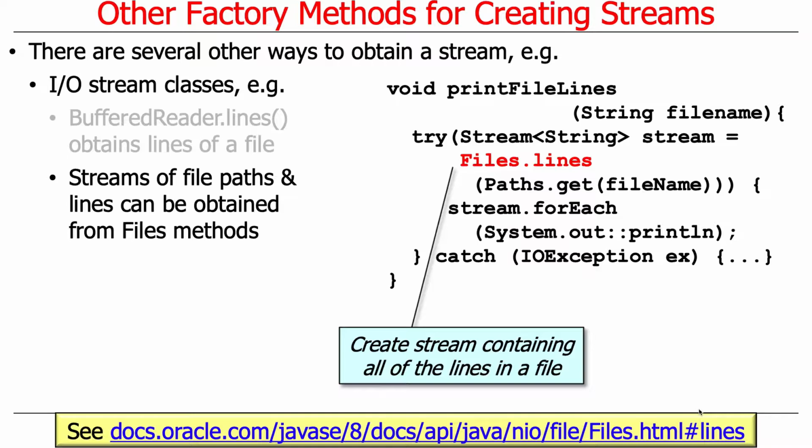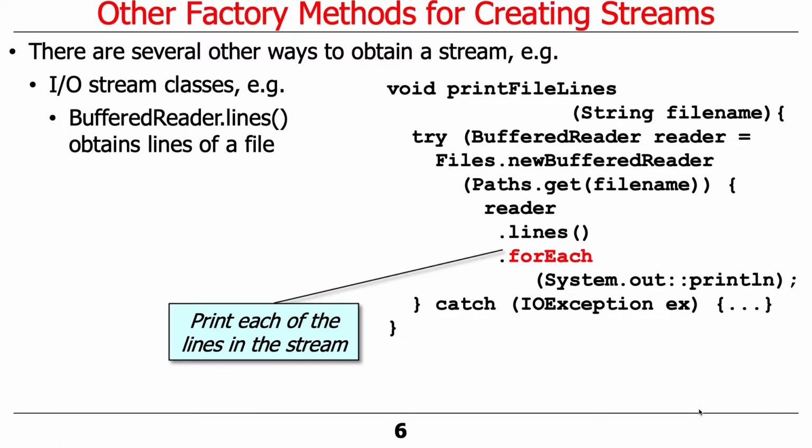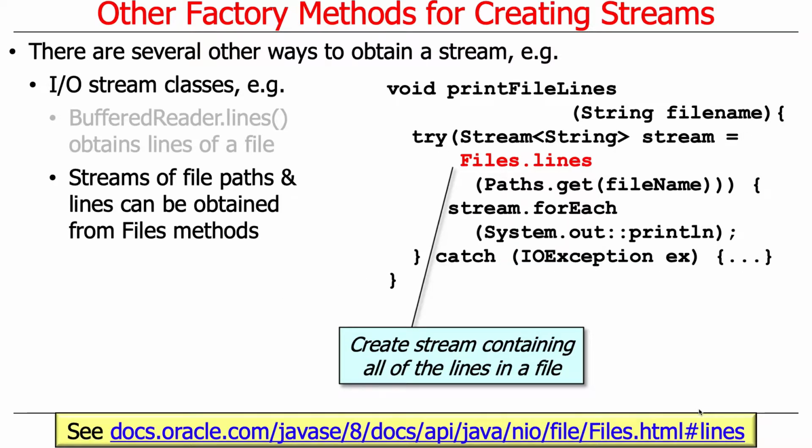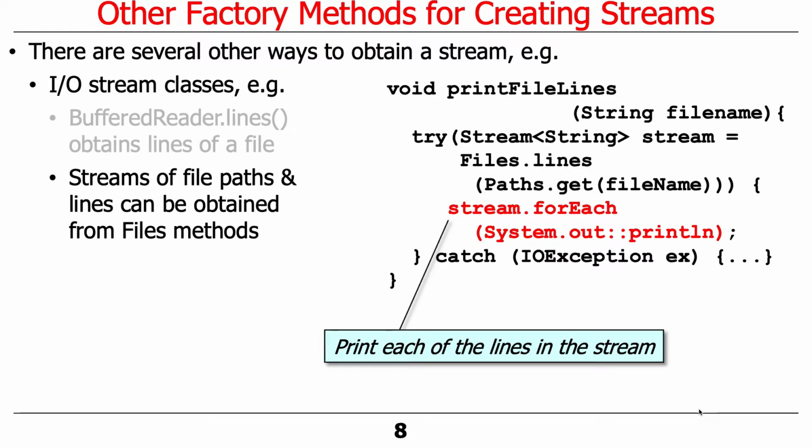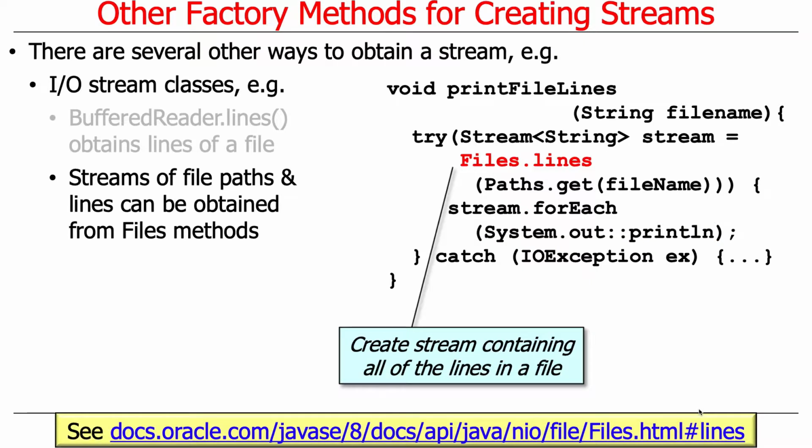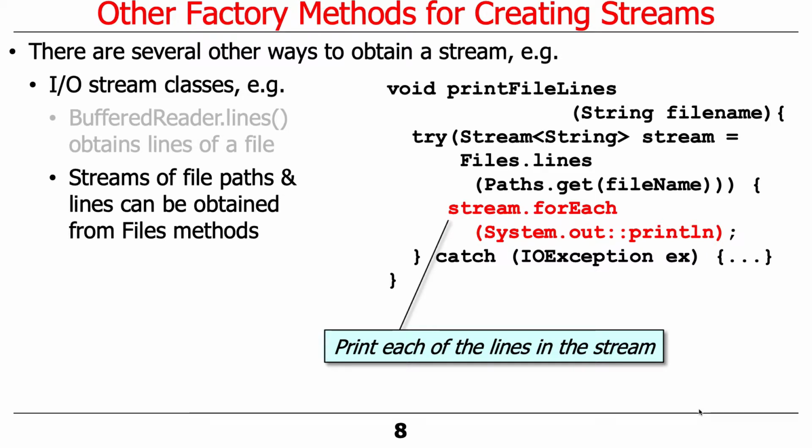Here's another way to do the same sort of thing. In this case, we're going to use the Files.lines method. So over here, we use BufferedReader.lines. Over here, we're going to use Files.lines. And this is going to, again, be passed a file name, and we're going to end up getting a stream. And then for each element in the stream, we're going to print out the lines one at a time. So Files.lines will create a stream containing all the lines in the file, where each line is broken up and made into a separate string in the stream, and then we just iterate through there and print it out.